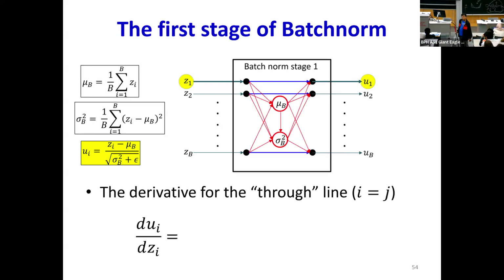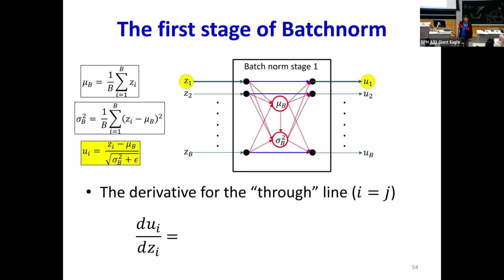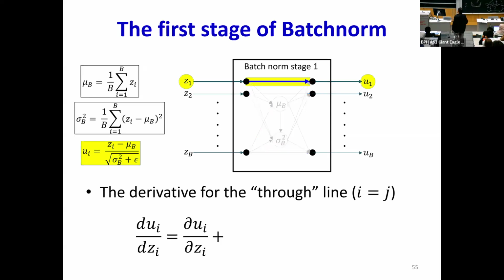So let's look at all of the ways in which the dependency happens. What does the derivative tell us? The derivative tells me how much perturbing the Zi changes the Ui. Now, perturbing the Zi is going to change the Ui through many different paths, right? So the first one is this one. So if I perturb Zi, you're going to get a direct influence on Ui.